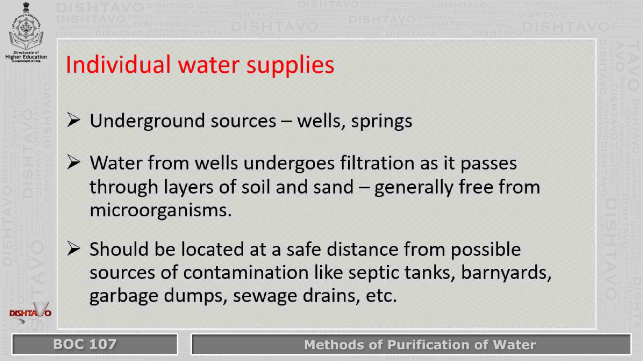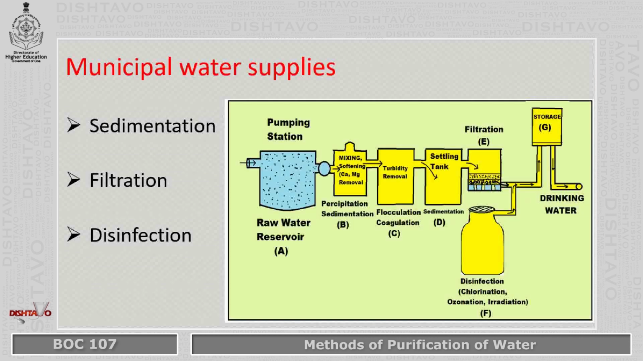However, this well should be located at a safe distance from all possible sources of contamination like septic tanks, barnyards, garbage dumps, sewage drains, etc. If contamination is suspected in the well water, then such water has to be subjected to bacteriological determination for microorganisms. Disinfection is the only treatment which is required for small bodies of water.